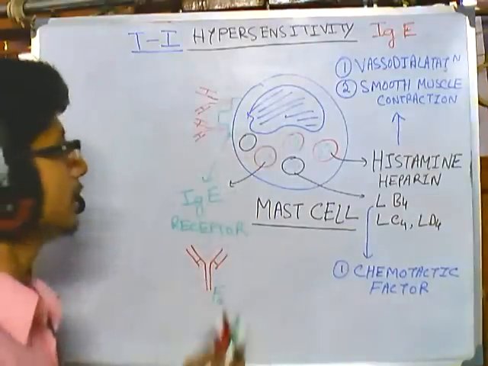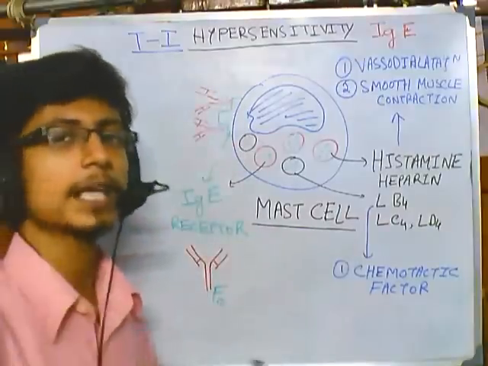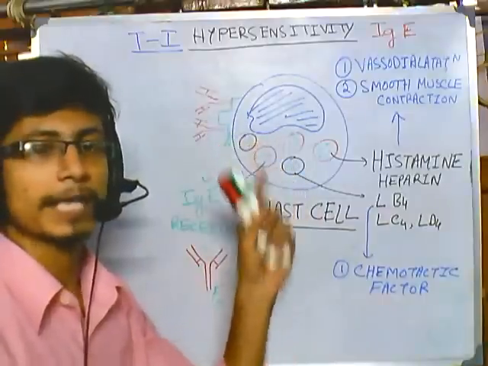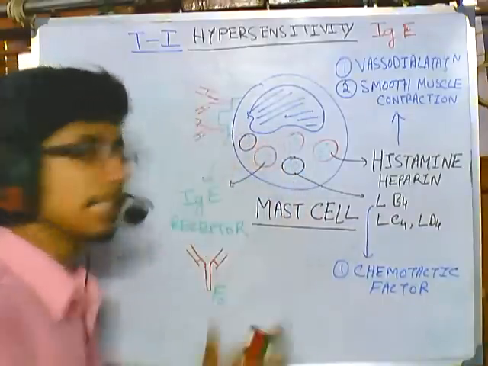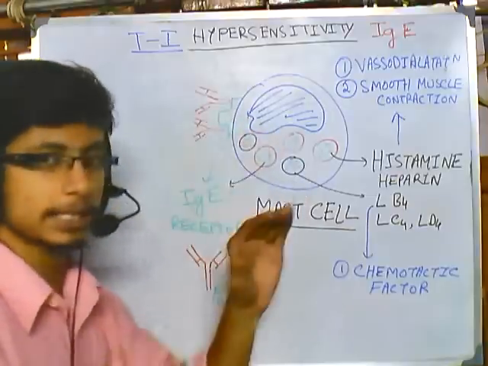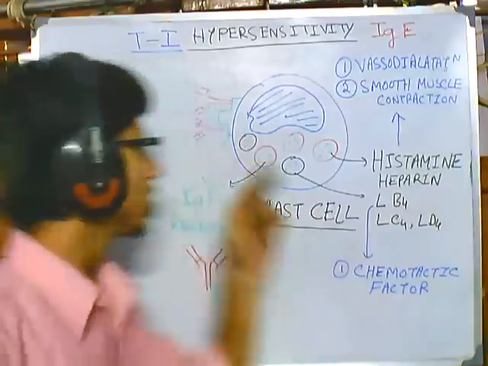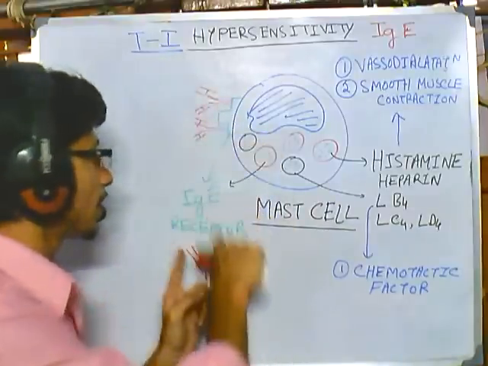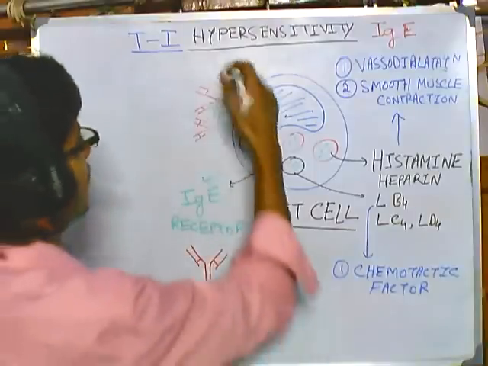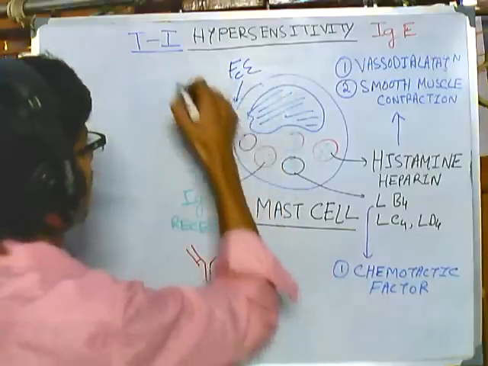Two IgE are coming and sitting onto the Fc epsilon receptor on the surface of the mast cell. Still at this point it is not activated, though IgEs are present and sitting on it. Remember, it is sitting onto the Fc epsilon receptor. So let me write it here: it is Fc epsilon, and these are IgE.